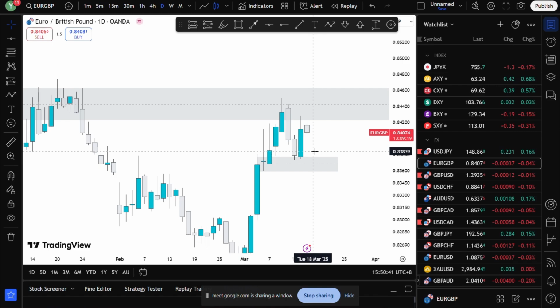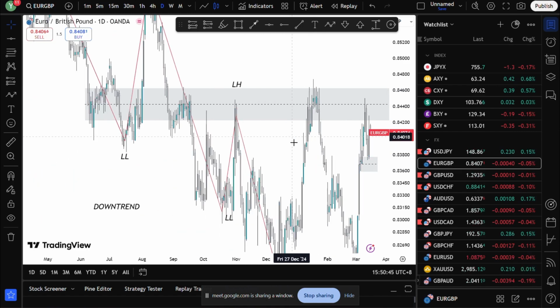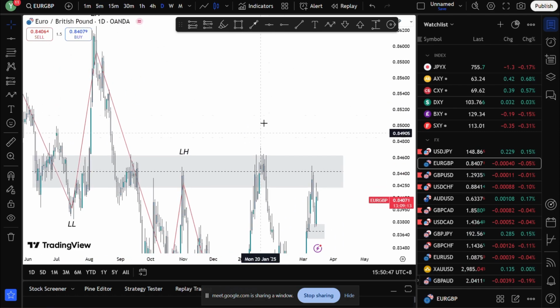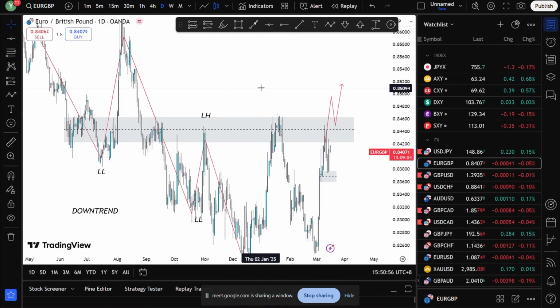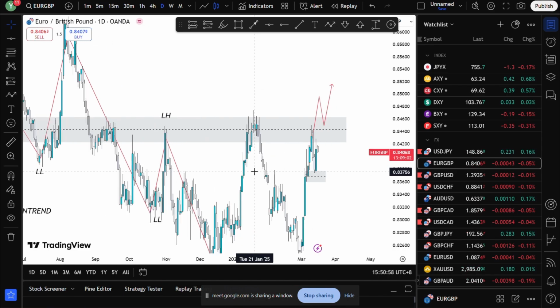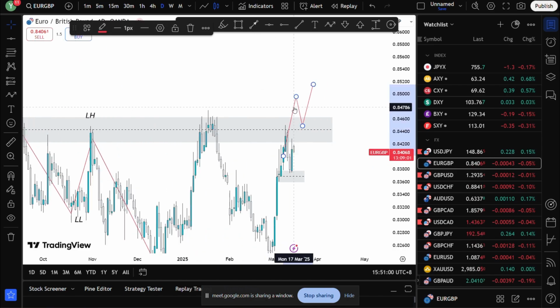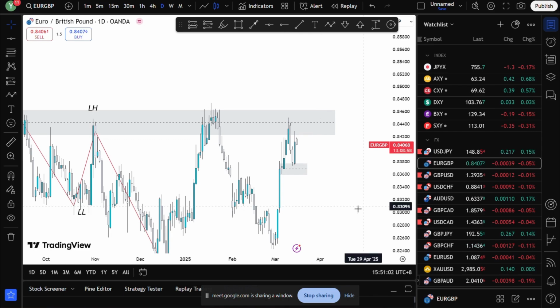Okay, so we will just wait and see how the price reacts to this demand zone again and this major SNR zone. There is also a case that the price will break past this zone, and at that time we would focus on buy. So for now we will just look for sell opportunities. Alright, so that is AUD GBP. We are looking for sell.